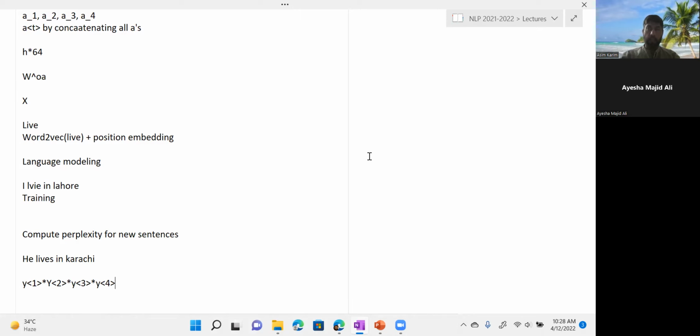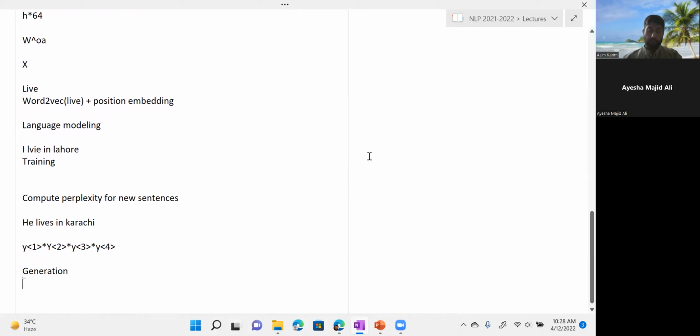So that is, you can say, finding probabilities of sentences. You can also use it for generation, as we did discuss for RNN as well. So for generation, we will be using the auto-regressive type of approach. So let's say you have to generate, you start with a transformer that doesn't have any input.